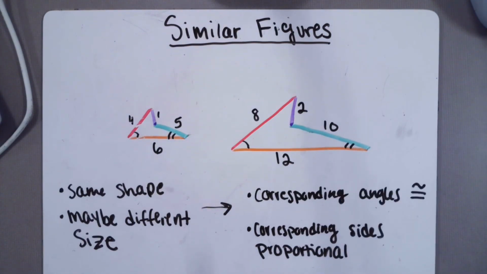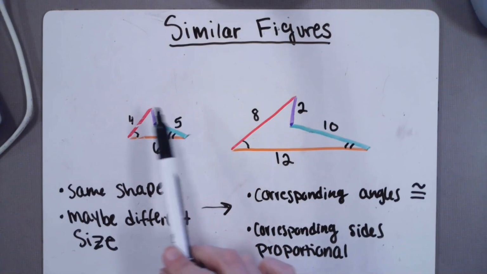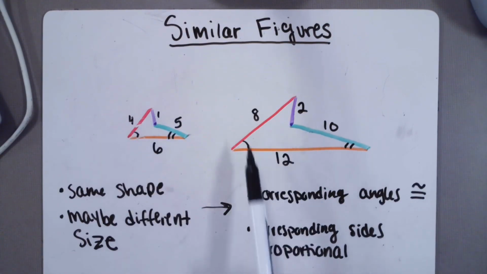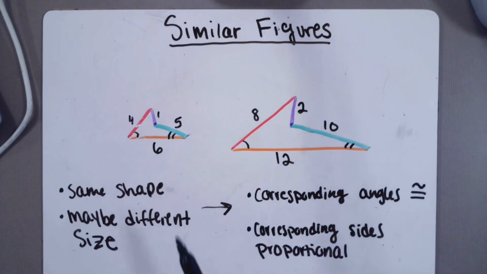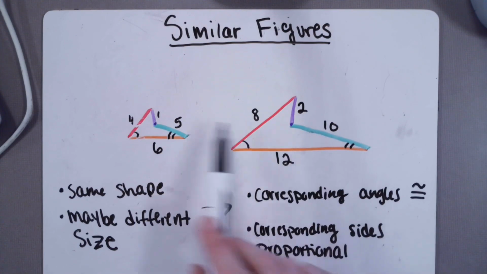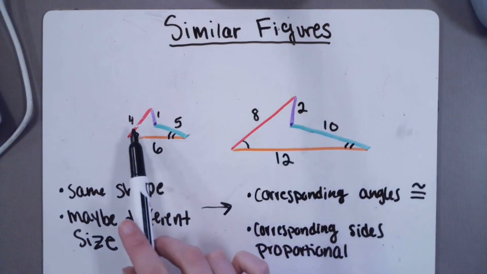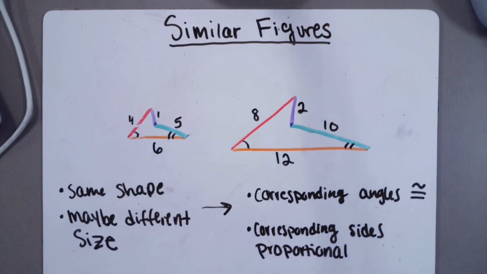Proportional means that there's a constant ratio between the side lengths of one figure and the side lengths of another. So for example, I can multiply any side length in this figure by 2 to get the side length in this figure. Right, 6 times 2 gives me 12, 5 times 2 gives me 10, 1 times 2 is 2, and 4 times 2 is 8. So we usually demonstrate proportionality by writing out proportions, writing out sets of ratios or fractions that are equal.